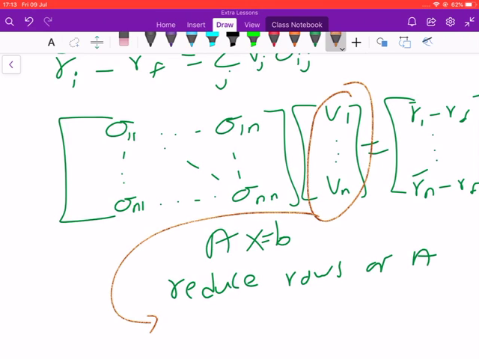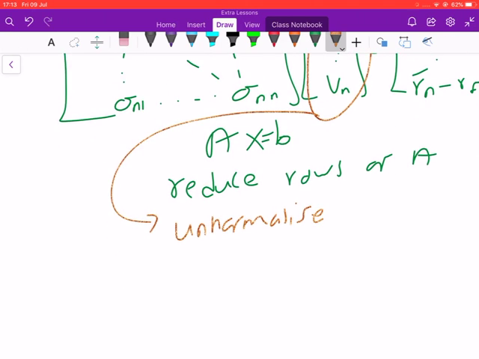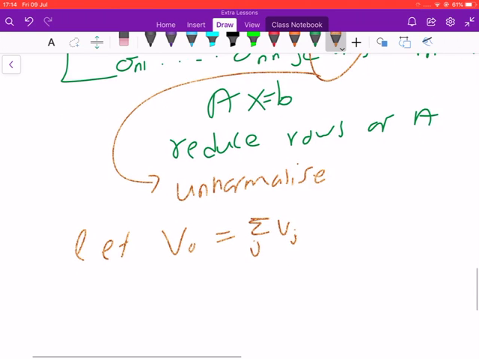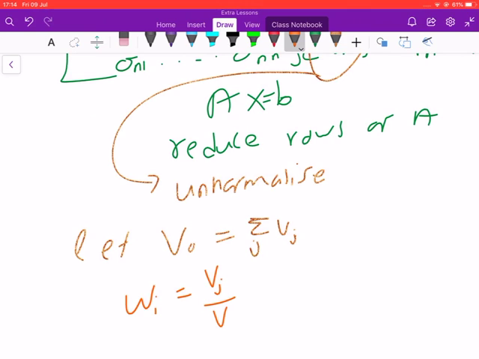When you find them, they will be unnormalized, and then you are going to normalize them, as we have previously shown. Let v0 equal the sum of all the v_j's. To find a normalized weight, the weight of i is going to be equal to v_i over v0.